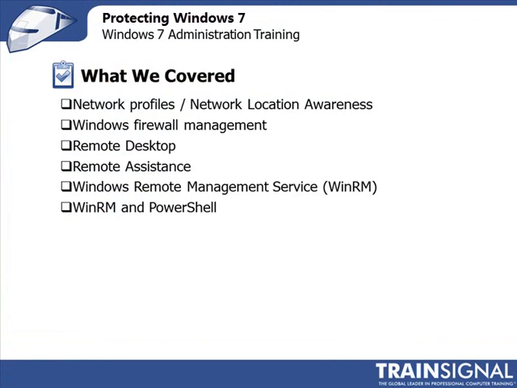In part 1 of the Protecting Windows 7 lesson, we covered the networking components in Windows 7 and how they can be associated with security. We began the lesson talking about network profiles and network location awareness, and then we talked about the Windows firewall that's included in Windows 7. Remote Desktop and Remote Assistance were next up on the menu, and you learned how to configure these two tools in ways to help IT support users in the organization. Windows Remote Management service, or WinRM, and PowerShell are also powerful remote management tools that are built into Windows 7, and we discussed their use and how to enable those tools in Windows 7.